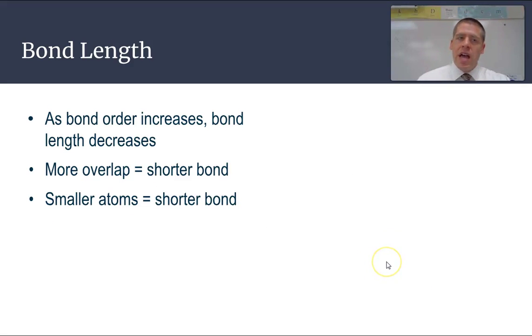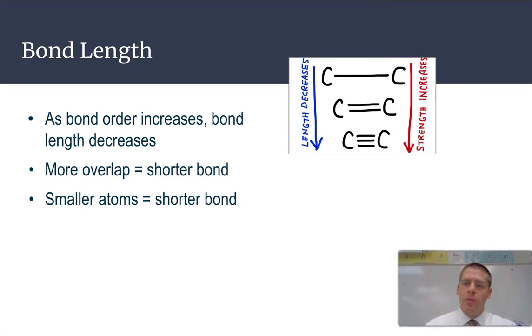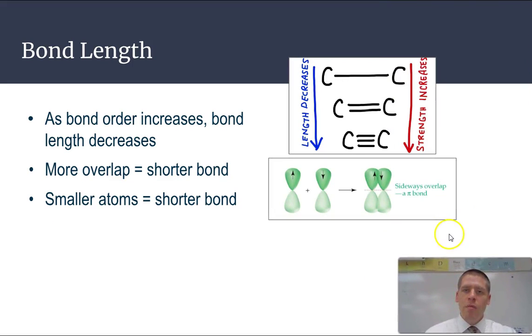This makes sense. As the bond order increases, the length decreases, and this picture shows that pretty well. The more overlap you have, the shorter the bond. The atoms are physically getting closer to each other, right? The nuclei are getting closer to each other with more electron overlap.